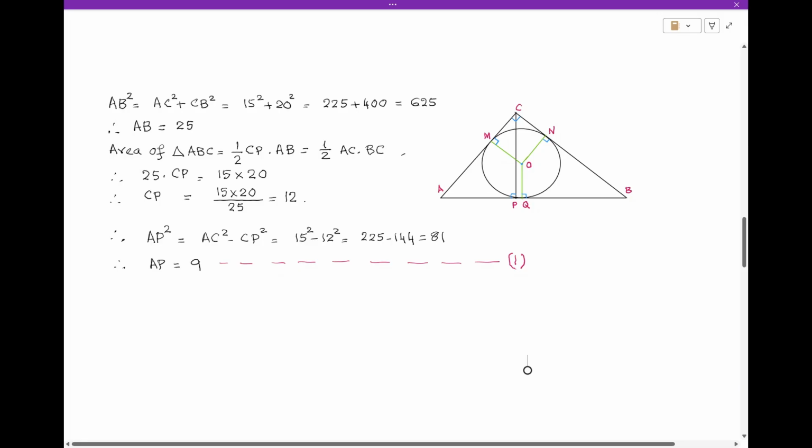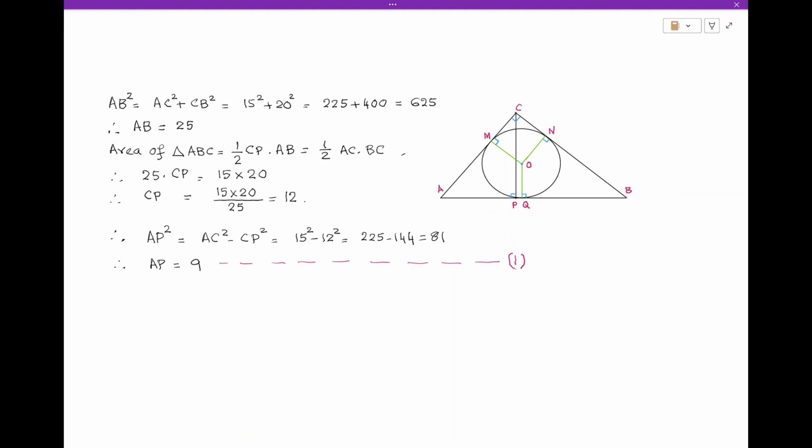Now, the hypotenuse square, that is AB square, is equal to the sum of the squares of the two legs of the right angle triangle, that is AC square plus CB square. That is 15 squared plus 20 squared, which is 225 plus 400, and that is 625. Therefore, hypotenuse AB is equal to 25.